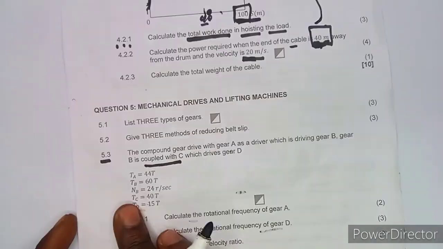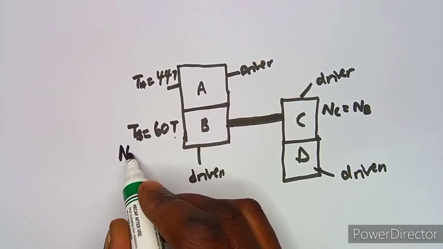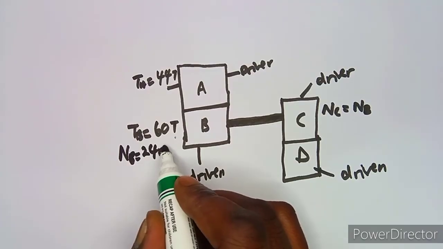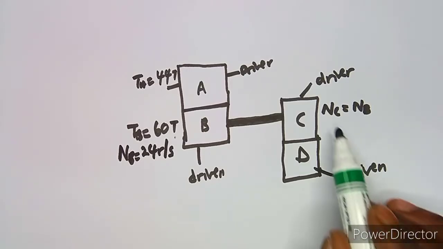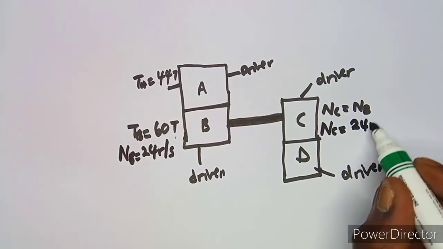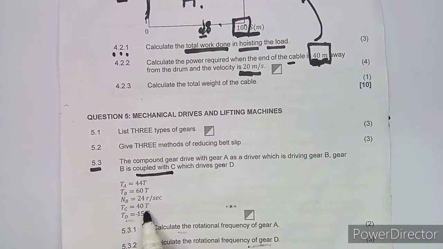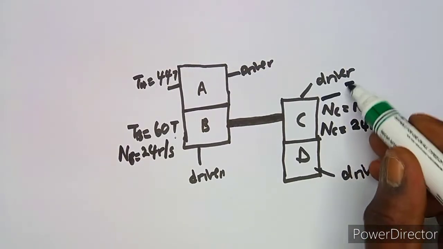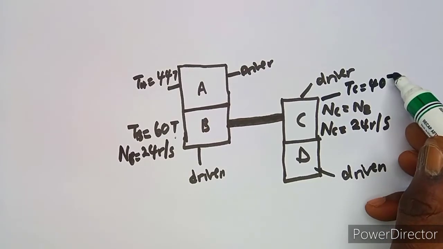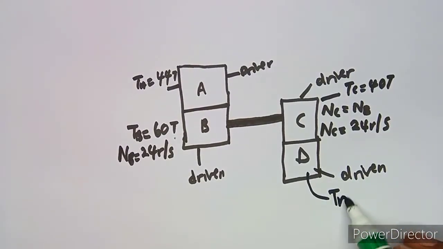Then NB, the rotational frequency at B, is 24 revs per second. Like I said, NC is equal to NB, which means NC is also 24 revs per second. That is what is important there. Then TC is 40, the number of teeth at C. The number of teeth are different, but it's only the speed that is shared because they are coupled together. Then D has 15, so the number of teeth at D is 15.